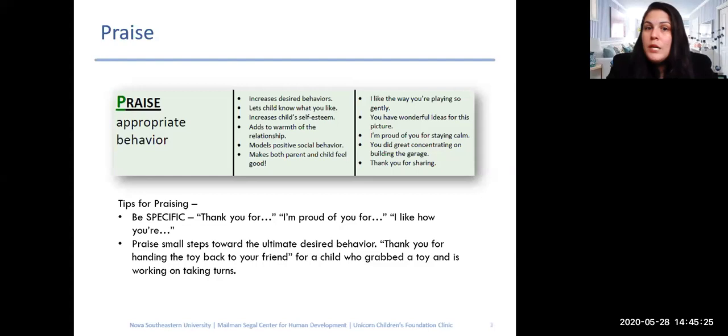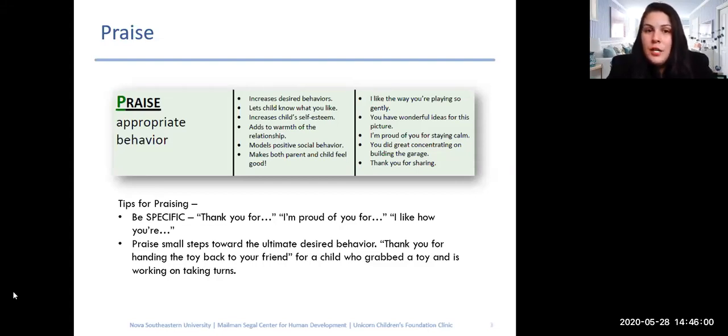And what we end up doing, when we're giving children this praise, is really just shedding a light. We're highlighting all the positive behaviors that they're doing. And this is going to increase their self-esteem. They're going to feel like, whoa, oh my goodness, you're looking at me, you're attending to me, I'm doing something right. This is going to add warmth to the relationship, right? And this also models that positive social behavior. So not only are we praising them, but we're hoping one day they can praise themselves, they can praise others, and this really makes the parent and the child feel good.